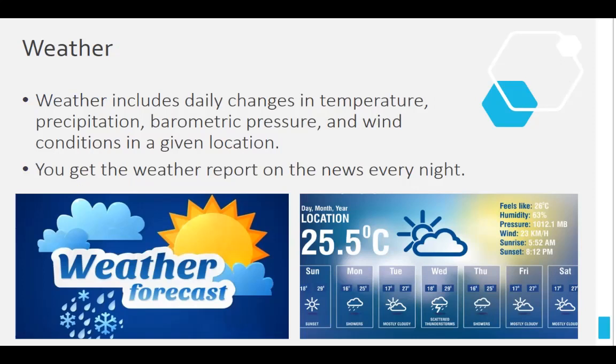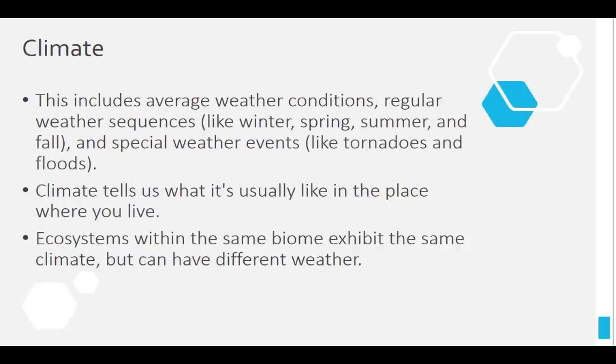All right. So, again, weather includes daily changes in temperature, precipitation, barometric pressure, and wind conditions in a given location. You get the weather report on the news every night: what is the weather supposed to be for a given day? Climate, however, includes averages, and because it's averages, it's over long periods of time. So, average weather conditions like regular weather sequences, seasonal changes, winter, spring, summer, fall, and special events like tornadoes and floods. Climate tells us what it's normally like in a place over time. So, ecosystems within the same biome exhibit the same climate, but can have different weather.